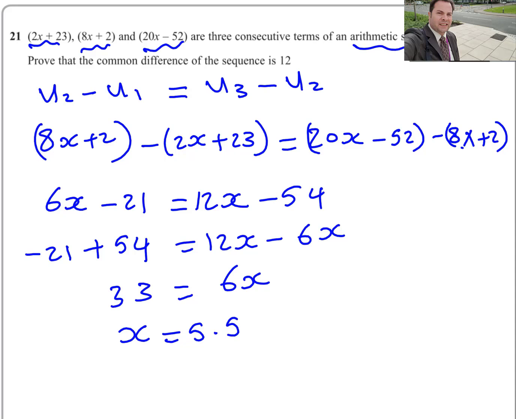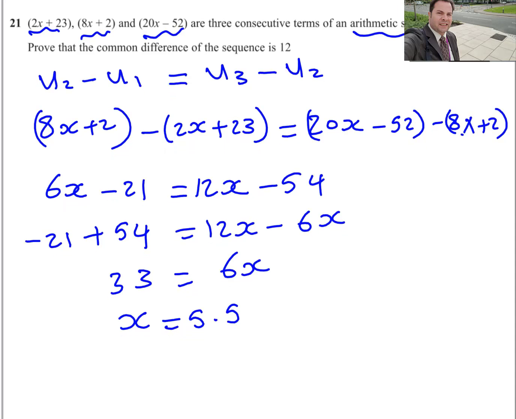After getting the value of x, you can find each term. You can find the first term, second term, and find the difference. First term, by replacing 5.5, 2 times 5.5 is 11. 11 plus 23 is 34. This is the first term. Second term, replace 5.5, it will be 46.